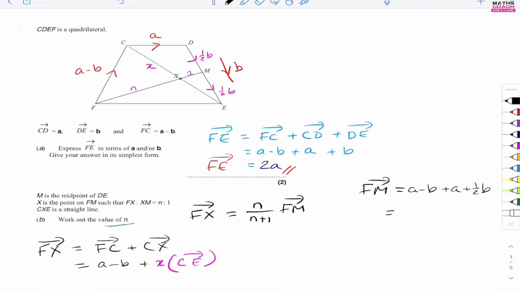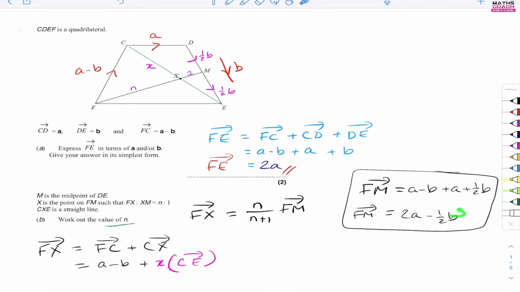So what do we have? We have an a plus an a, so we have 2a. And we have minus b plus a half b. So minus 1 plus a half, which is minus 1 over 2 b. And this is your FM. Let's put a box around that so we can use that for later.